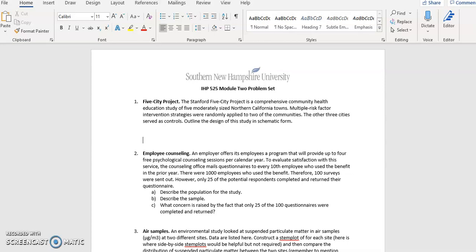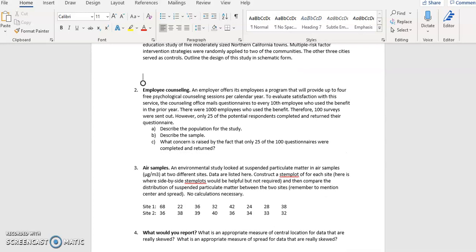Again, I've given you the page numbers in the book where there are examples of schematics. For the second question, what people often answer incorrectly or incompletely is B, describe the sample. The sample is what you have data for. If you don't have data for that person, they aren't part of your sample. So keep that in mind when you describe your sample.